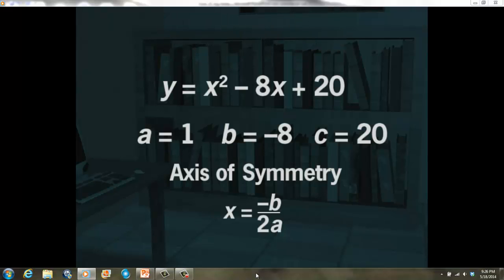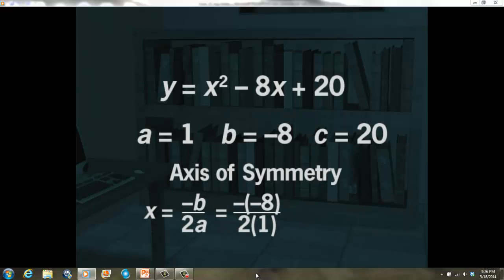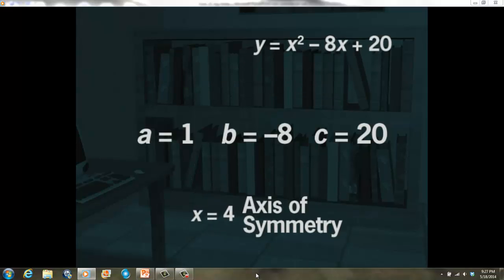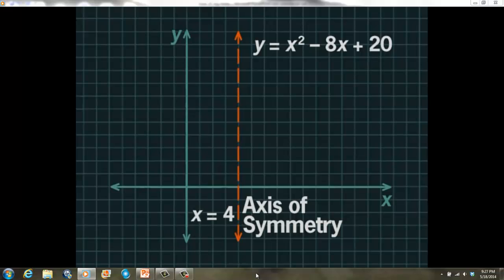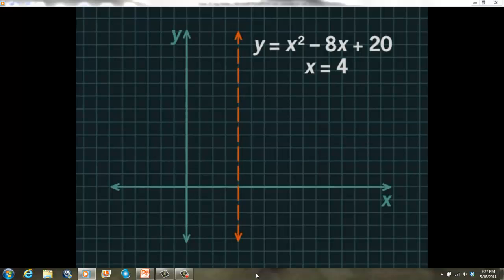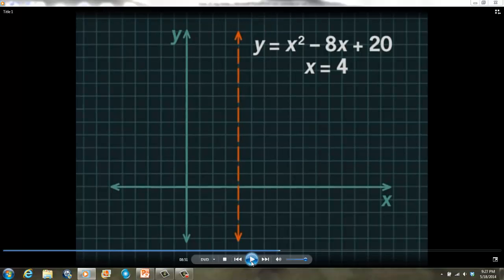The axis of symmetry is given by the equation x is equal to the opposite of -8 divided by the quantity 2 times 1. X is equal to 8 divided by 2, or 4. So, the axis of symmetry is given by x is equal to 4. So we can see that the axis of symmetry is the vertical line, x is equal to 4. Hey, we can find the coordinates of the vertex now. Notice that the axis of symmetry is a vertical line. Therefore, the equation of the line always starts with x equals.